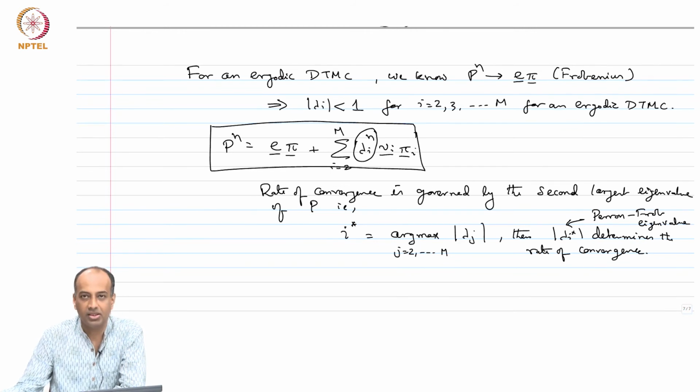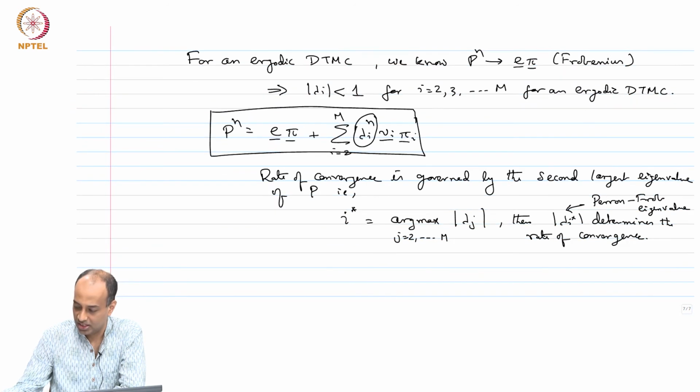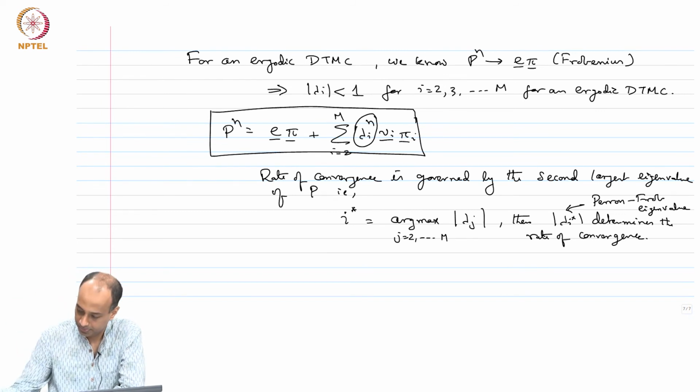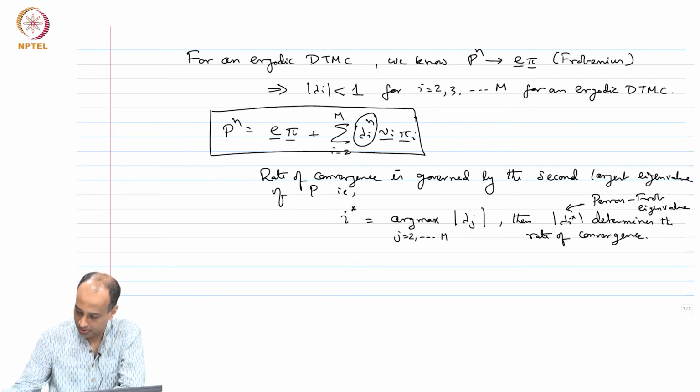So, in the ergodic case, in the aperiodic case, you have convergence to E pi, which is geometrically fast. In the periodic case, what happens is you will have other eigenvalues whose magnitude is equal to 1. Okay, you will have eigenvalues on the unit circle. Okay, so these I will just state without proof.